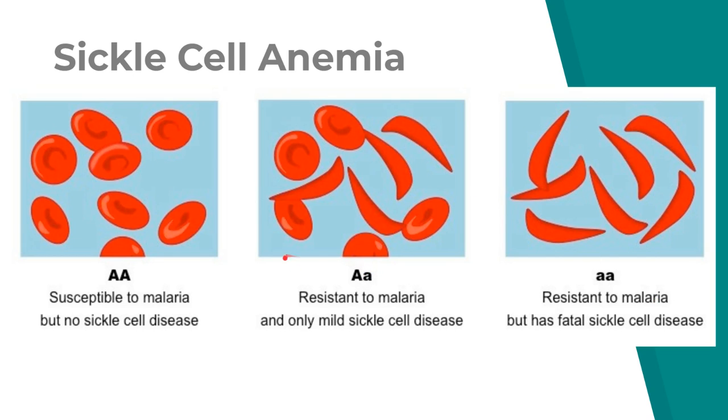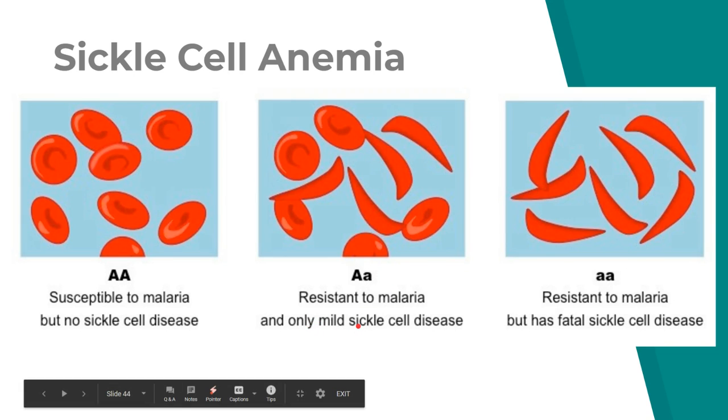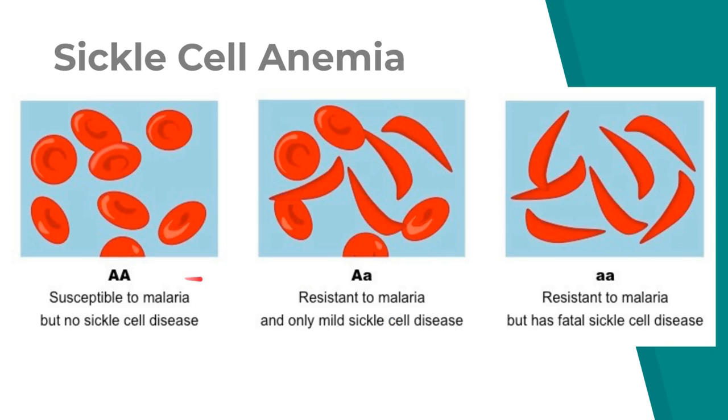You can also be heterozygous, which would be big A, little a, where about half of your red blood cells are normal and about half of your red blood cells are sickle shaped. This does not kill you due to the shape of your red blood cells, and it also makes you resistant to malaria. It doesn't kill you from the shape of the red blood cells, but it does give you some mild symptoms of the disease. But this is a case where the heterozygous phenotype is actually beneficial to an organism.